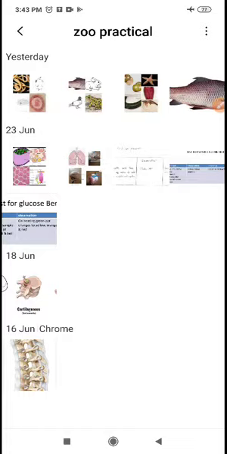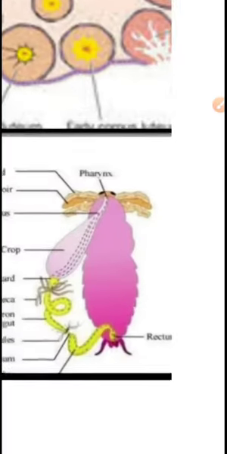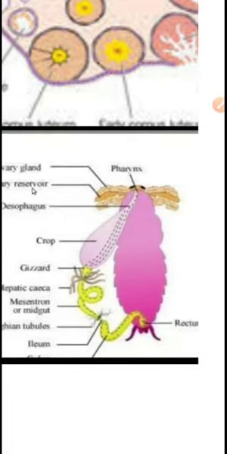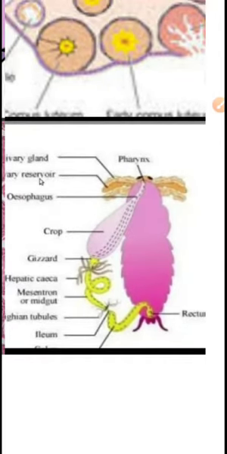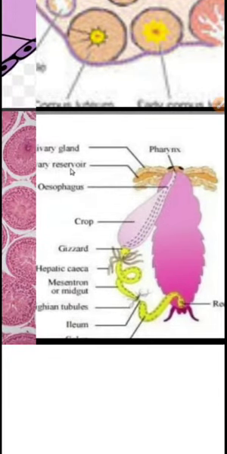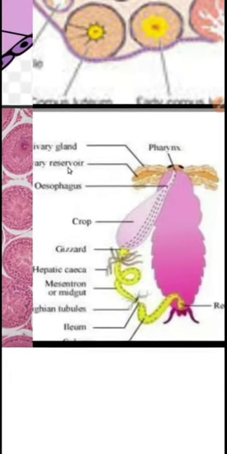Next question is draw the digestive system of a cockroach. You have to draw the full figure and you will be asked to label 2 parts. Sometimes you will have the choice to label on your own, or the examiner will ask you to label any 2 parts. So you should be thorough with the parts.